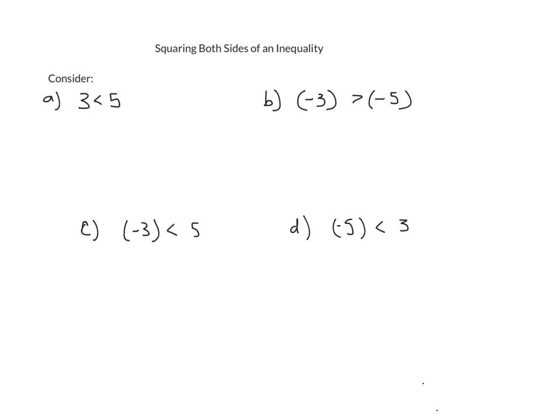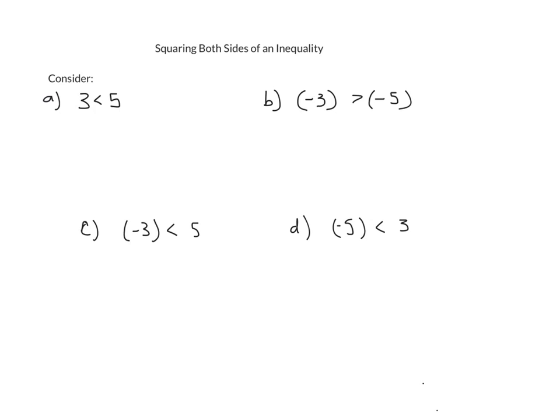I'd like to explain to you why we run into trouble when we try to square both sides of an inequality. It sometimes preserves the inequality, but sometimes it makes the inequality turn not true anymore. So I have 4 examples here with true statements to begin with, and we're going to look at what happens when we square both sides.